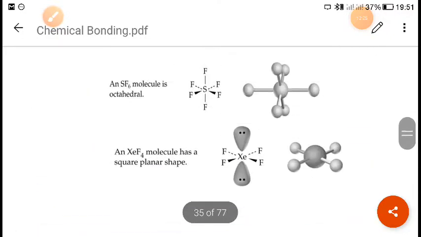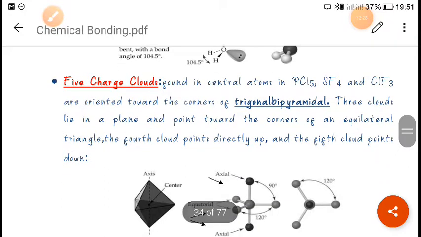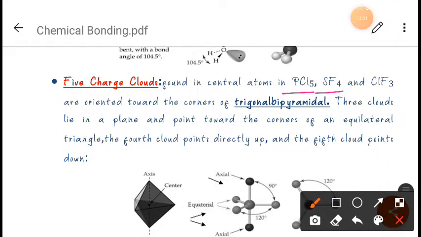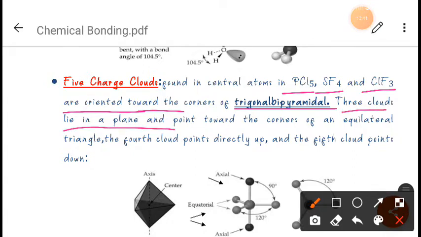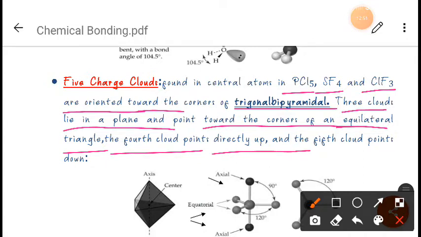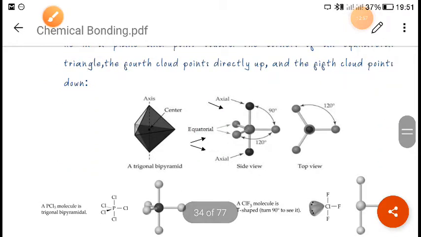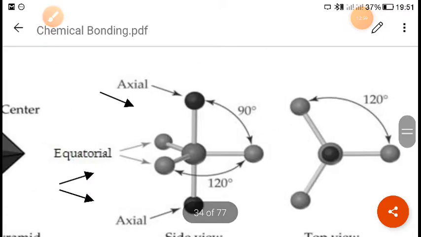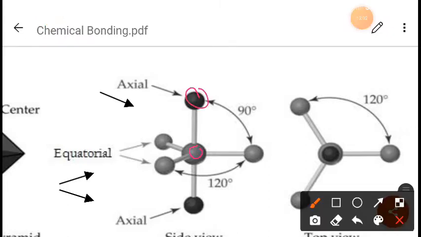Okay, for the five cloud system, as you can see in the examples of PCl5, SF4 or ClF3, at that time what will happen is they are oriented towards a triangular bipyramidal shape. Three clouds lie in the same plane, towards the corners of an equilateral triangle, and the fourth cloud points directly up and the fifth is down. As you can see, this position is called the axial position, and this position is called the equatorial position.